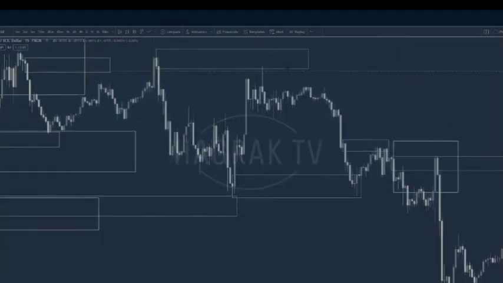But what we can see is price taps the order block and then just continues to push to the downside. Again, we can see this order block, we've broken structure impulsively.